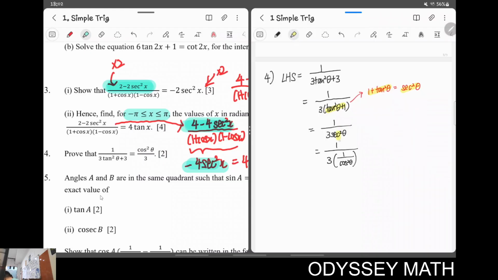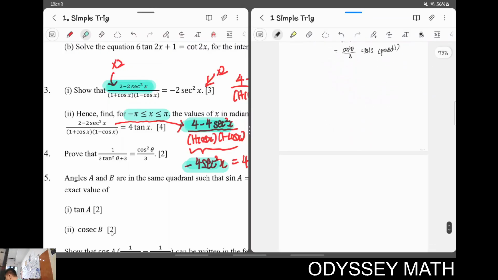Always remember to look at the third alphabet, C. And then you have 1 over 3 over cosine square theta. That will give you cosine square theta over 3, which equals the RHS, and we have proved. So this is a short proving question, question number 4. Is that okay? Moving on to question number 5. Question number 5, again, will come out in your WA for sure. So try to pay attention.